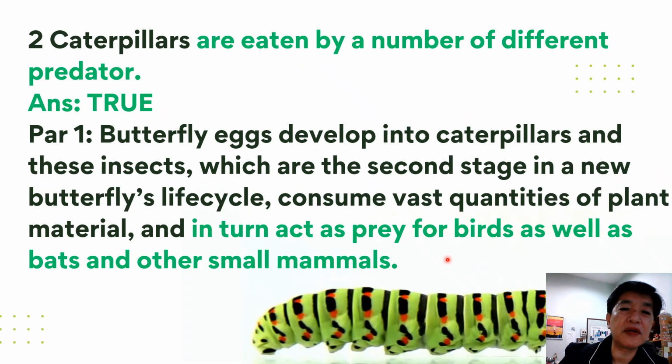Number 2, caterpillars are eaten by a number of different predators. A predator is an animal that eats another animal. So the answer is true. Why? Because it says here, caterpillars act as prey for birds as well as bats and other small mammals. So, number of different predators refer to birds, bats, and other mammals. And that's why the answer is true.